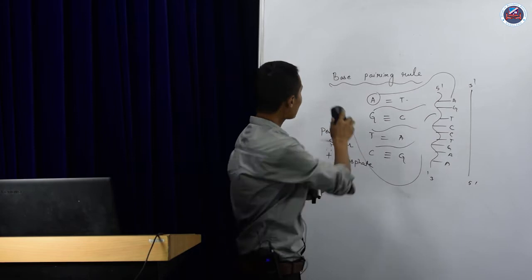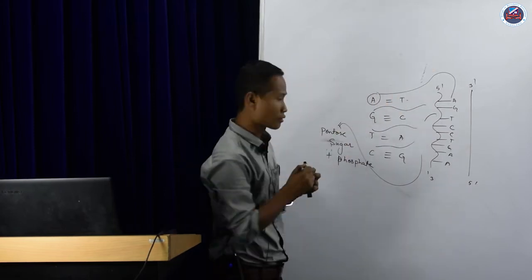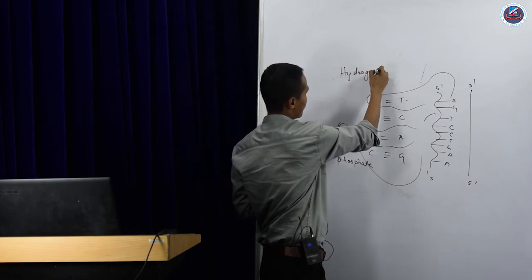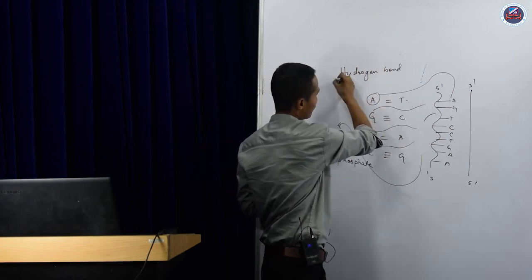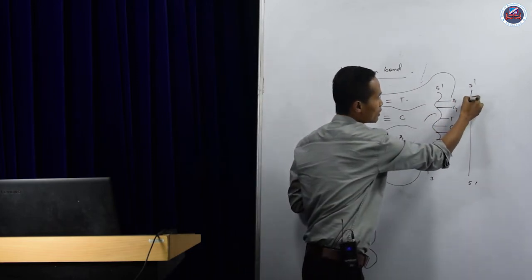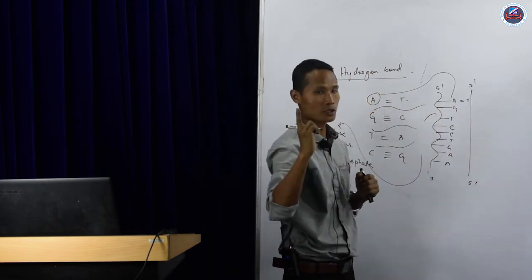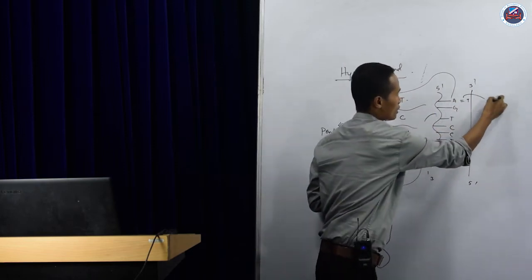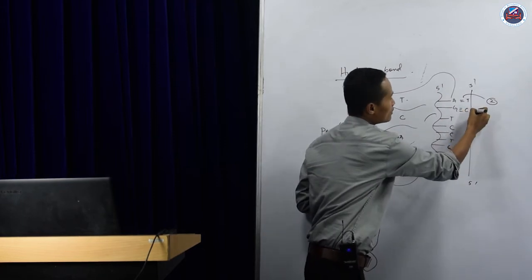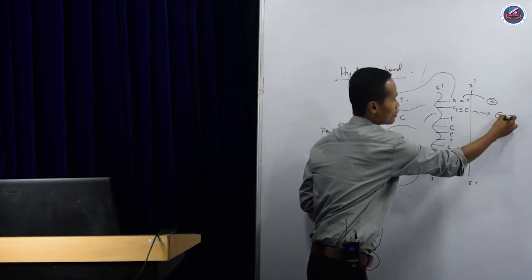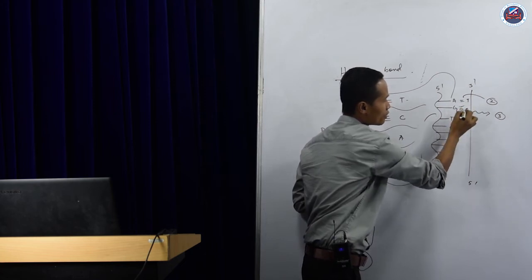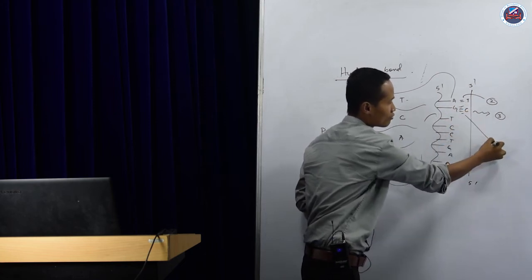And the third one is the hydrogen bond. In the case of adenine and thymine, there must be only 2 hydrogen bonds, always 2 hydrogen bonds. Whereas between guanine and cytosine, there must be 3 hydrogen bonds. This is considered the hydrogen bond.